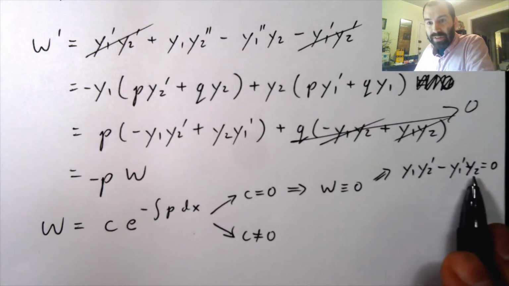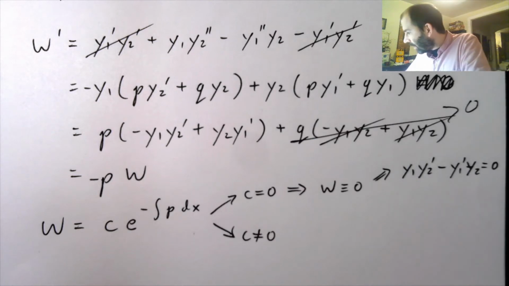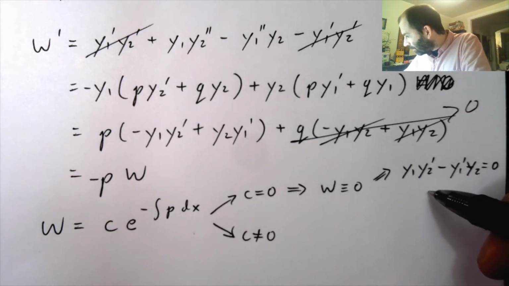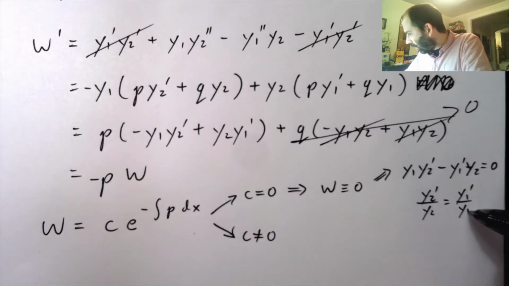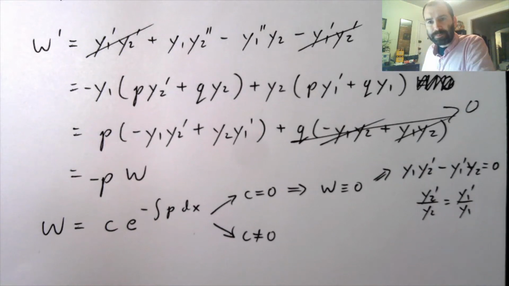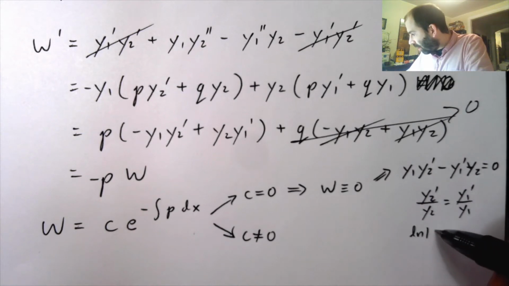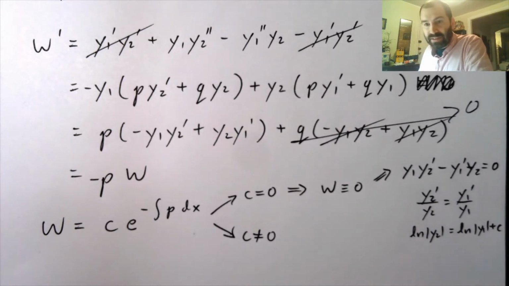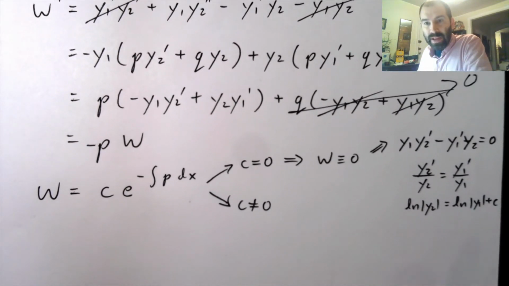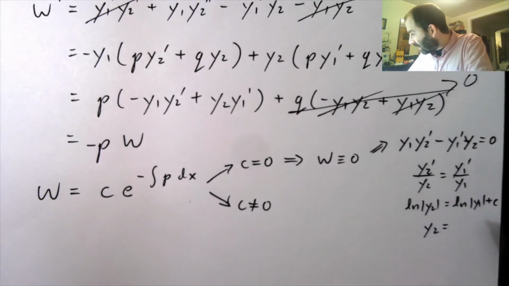Well, look at this. We can separate these. I can add this to both sides. I can get all the y1s together and all the y2s together, right? And when I do that, what do I get? I get y2 prime over y2 equals y1 prime over y1. Okay? And I can anti-differentiate both sides. I get the natural log of y2 equals the natural log of y1 plus a constant, just by anti-differentiating. And then I can take the exponential function of each side. And I see that y2 has to equal some constant times y1.